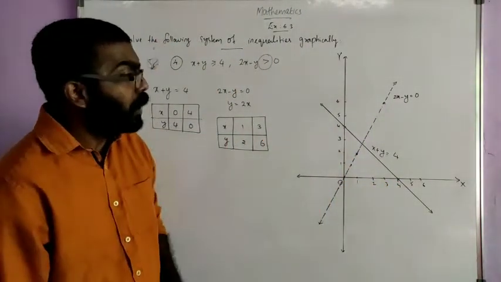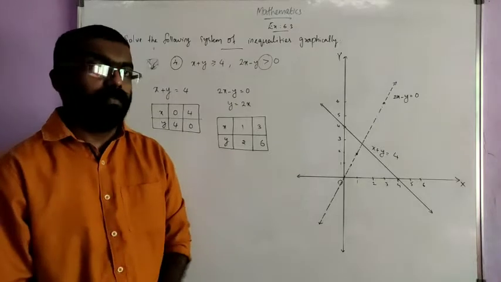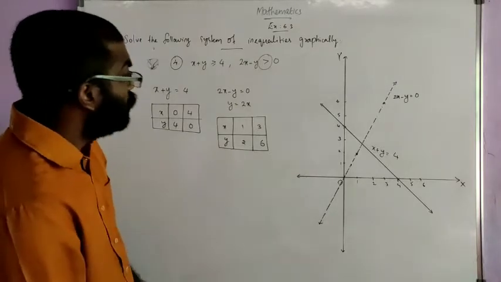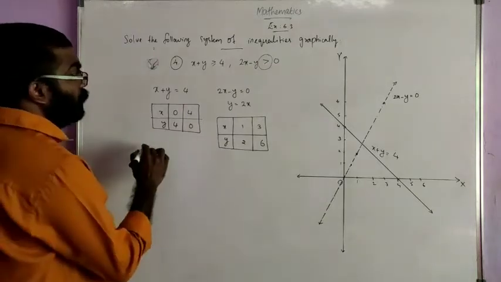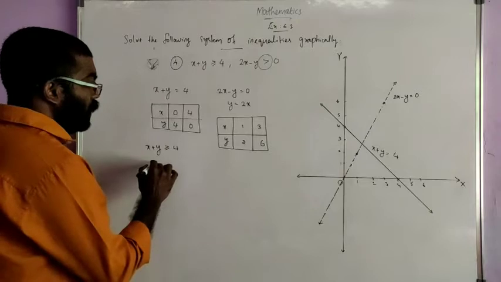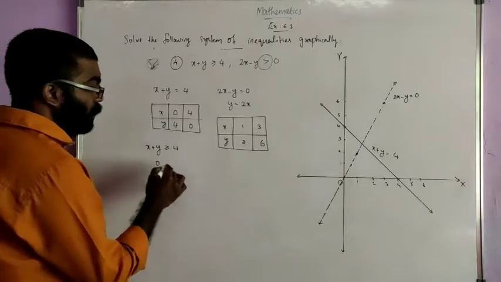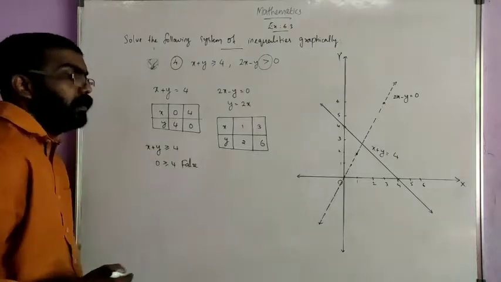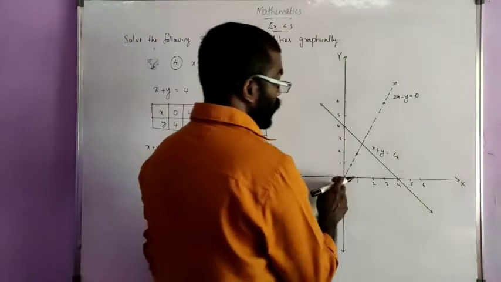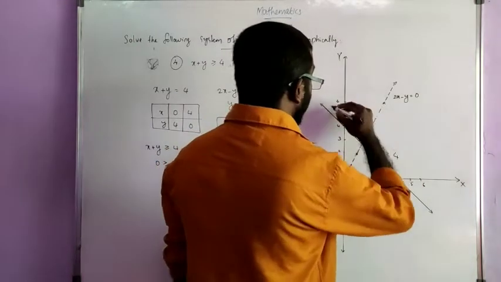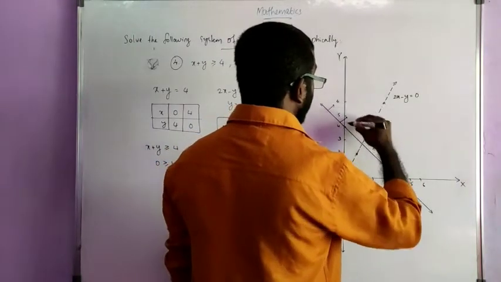Okay. Now we have to find the half plane represented by both the inequalities. For that we can take the first one, x plus y greater than or equal to 4, and we can put 0, 0. 0 greater than or equal to 4 is false. Okay. So 0, 0 is not in the solution region. So upper half plane or the right half plane.